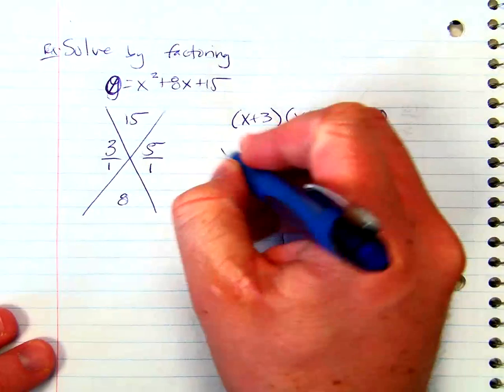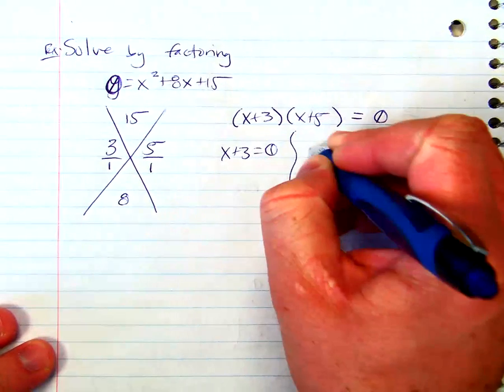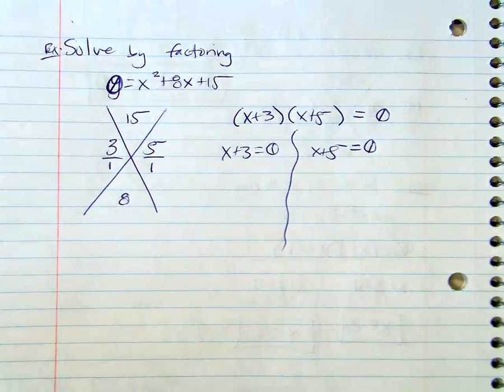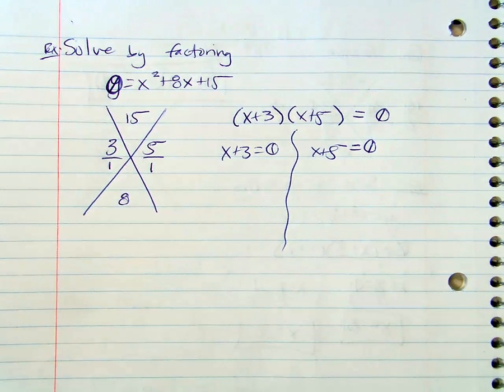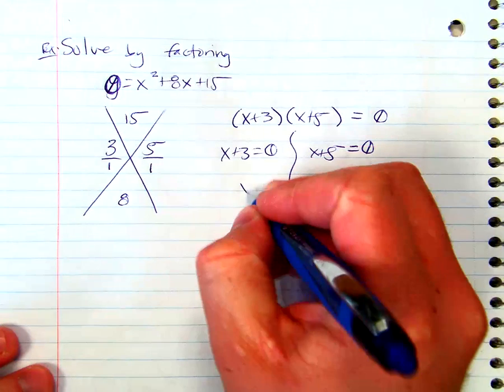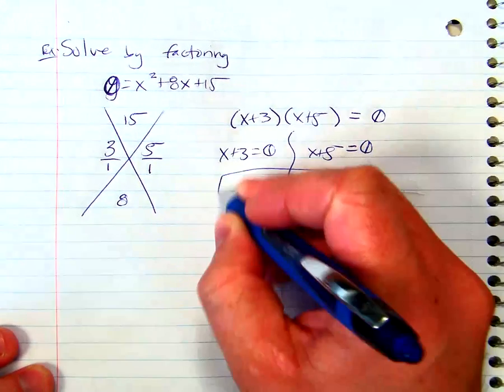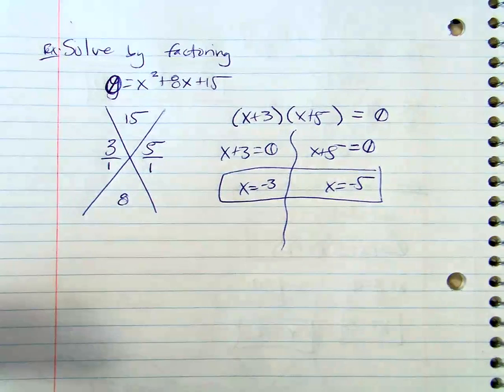Let's go ahead and solve them separately. I want x plus 3 equals 0. I want x plus 5 equals 0. And with each of these really simple one-step equations, we should get that x equals negative 3 and x equals negative 5. Those two numbers will be my solutions.